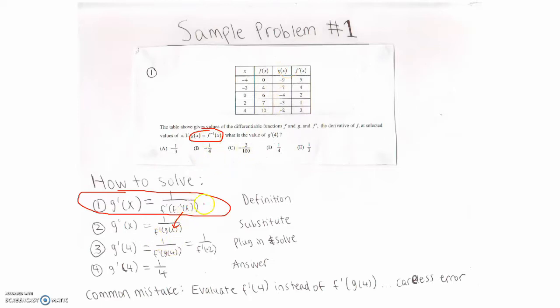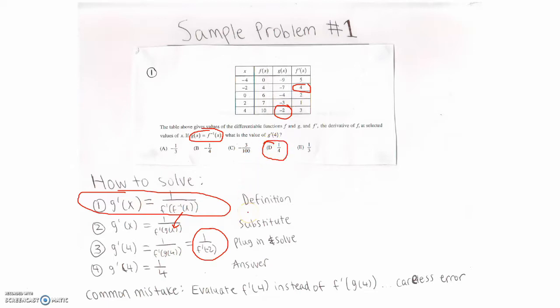So next, since the question's asking to find g prime of 4, then you want to substitute in 4 for x. So g prime of 4 is equal to 1 over f prime of g of 4. And from the table, we see that g of 4 is equal to negative 2. So that becomes 1 over f prime of negative 2. And then next, you just solve 1 over f prime of negative 2. So f prime of negative 2 is 4. So 1 over 4 would be your answer. So this would be the answer, D, 1/4.